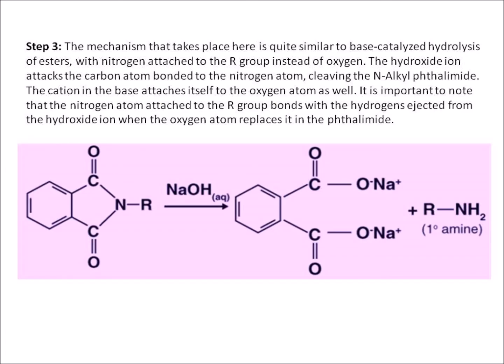In the third and final step, the mechanism that takes place here is quite similar to the base catalyzed hydrolysis of esters, with nitrogen attached to the R group instead of oxygen. The hydroxide ion attacks the carbon atom bonded to the nitrogen atom, cleaving the N-alkyl phthalimide. The cation in the base attaches itself to the oxygen atom as well. It is important to note that the nitrogen atom attached to the R group bonds with the hydrogen ejected from the hydroxide ion when the oxygen atom replaces it in the phthalimide. Here the conversion into primary amine is shown.